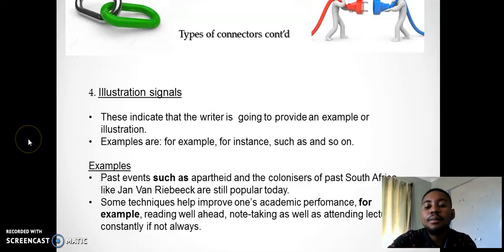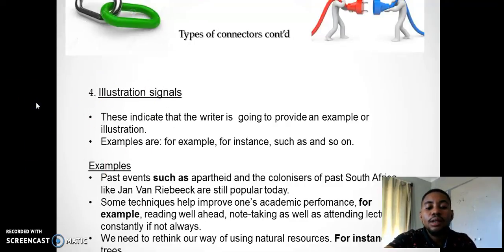Some techniques help improve one's academic performance, for example, reading while not taking notes and attending lectures constantly, if not always. We need to rethink our way of using natural resources, for instance, trees. Perhaps one is wondering why for instance and for example are used differently.